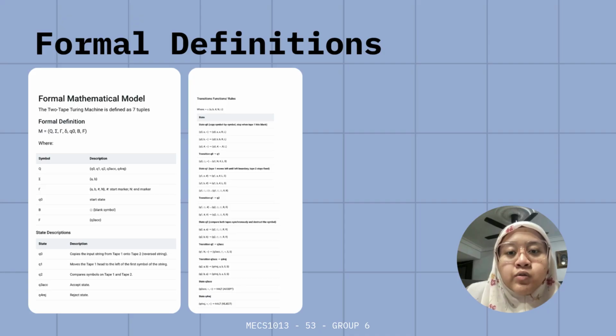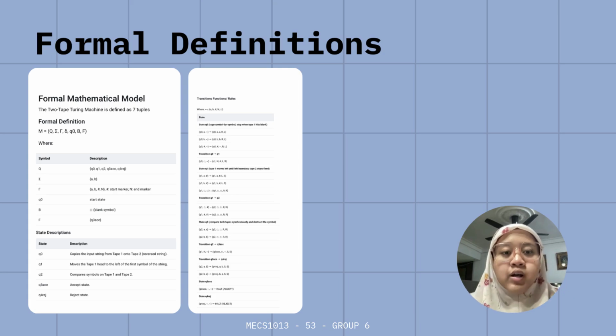Hello and good day to you, Doctor and everyone. Today I will explain the formal mathematical model of our two-tape Turing machine. The machine is represented using a seven-tuple: M = (Q, Σ, Γ, δ, Q0, B, F), where each component defines a part of the machine.